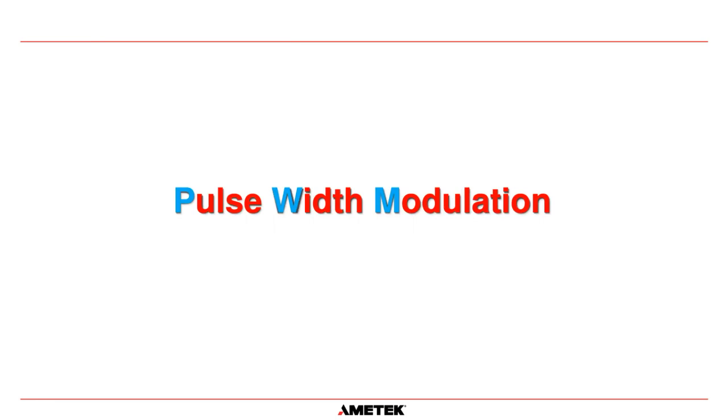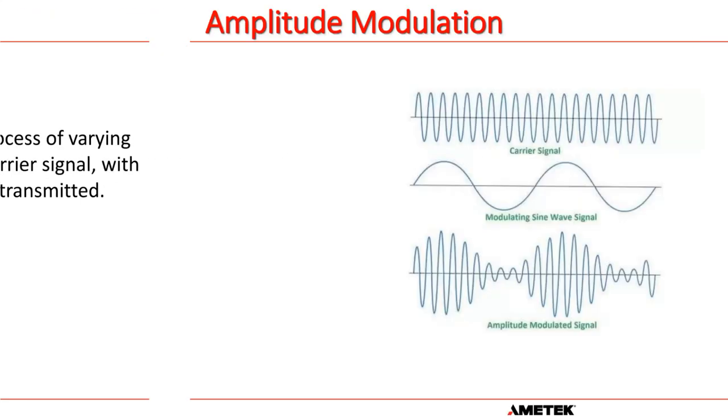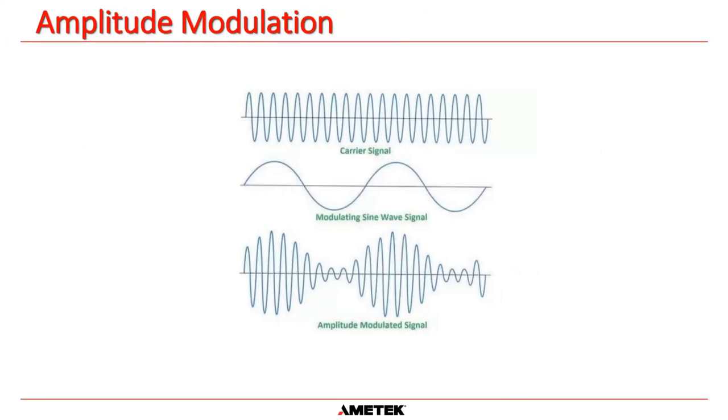So pulse width modulation confuses a lot of people on how it is created, okay? So first of all, modulation in electronics and telecommunications, thank you Wikipedia for this, is the process of varying one or more properties of a periodic waveform called a carrier signal with a modulating signal that typically contains the information to be transmitted. So that's a lot of words on the screen. That doesn't mean a lot to people. Waveforms always tend to drive home the point.